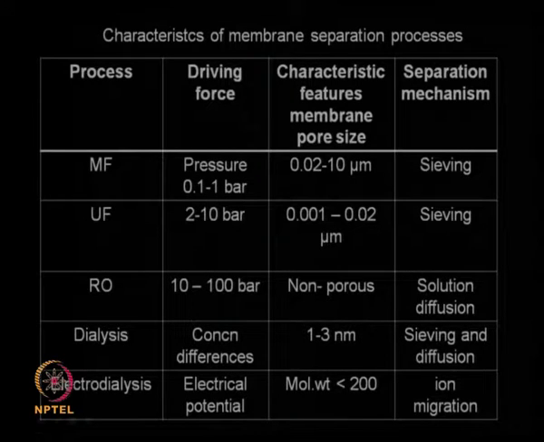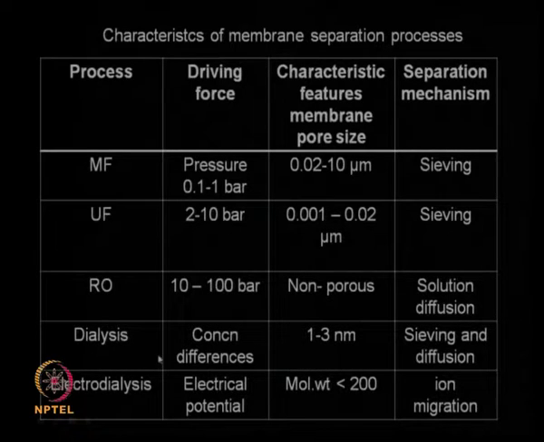Again the principle is the same, you have a sieving action, that means there are pores. Now when you come to reverse osmosis, the RO membrane, the pressures are extremely large, we can even have 100 bar pressure here, and there are no pores here because there is an osmotic pressure and you are applying pressure against the osmotic pressure. So there is a diffusion type of phenomenon taking place, that is how reverse osmosis works actually.